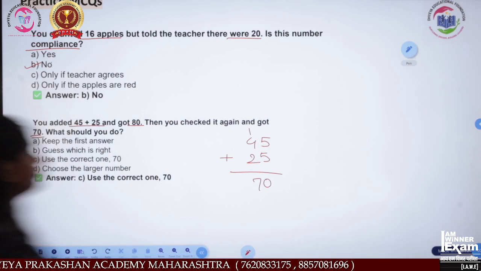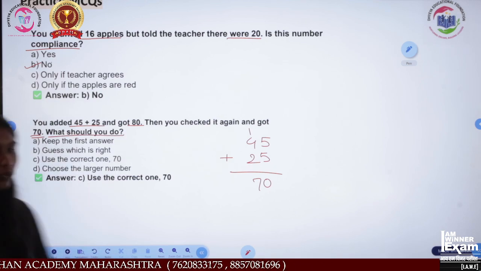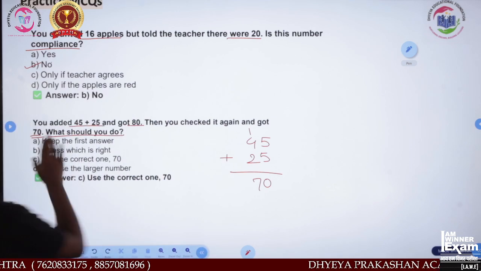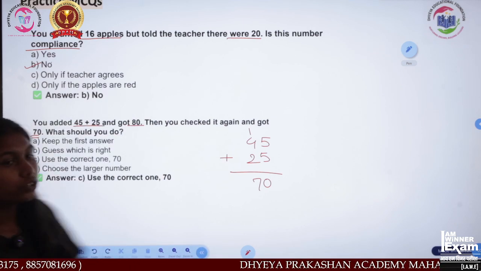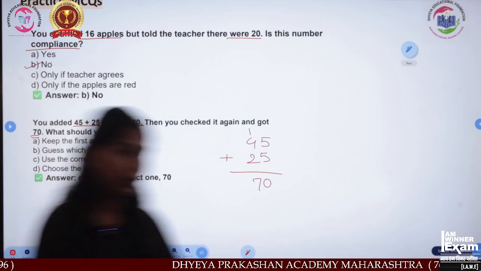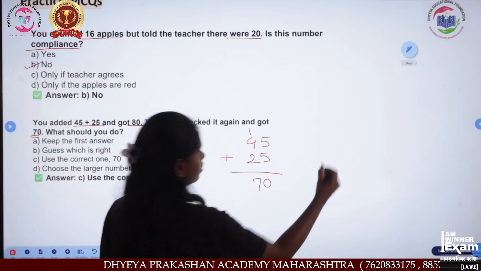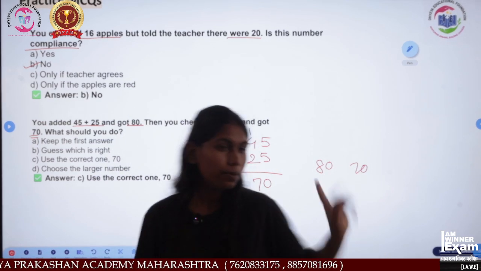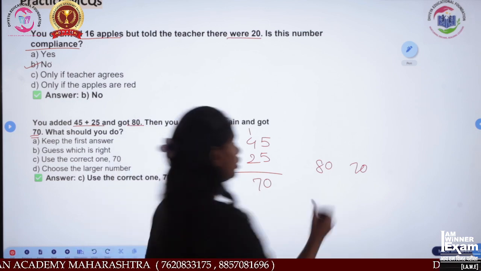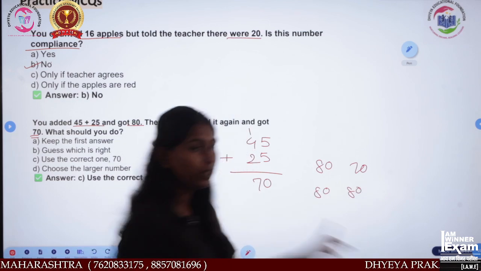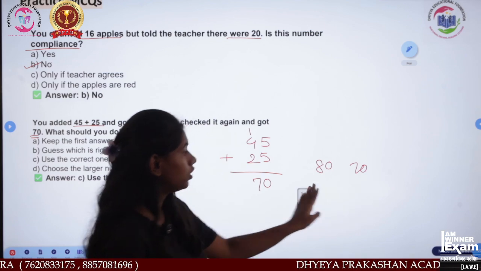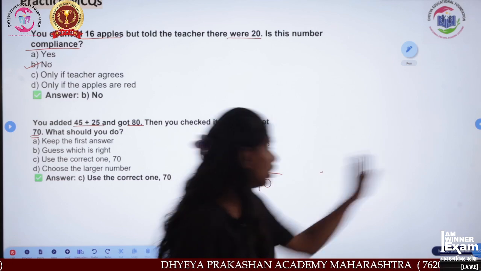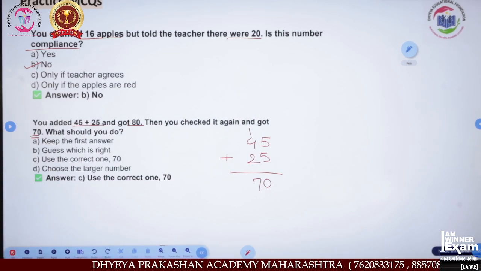That is 70. Okay. Now what should you do? When you are not sure that the answer is correct, you have to double recheck it. Now if you got two answers, one is 80 and the other is 70. If the answer were the same both times, if it is 80, then it will be correct. But the answer is different when you check the second time. So what will you do? You will recheck it again. Once again you will solve it, right?